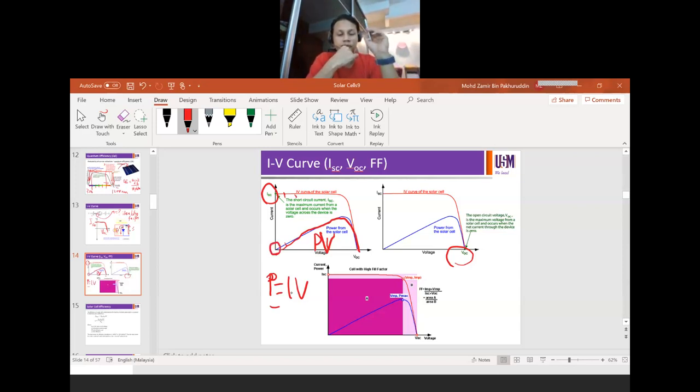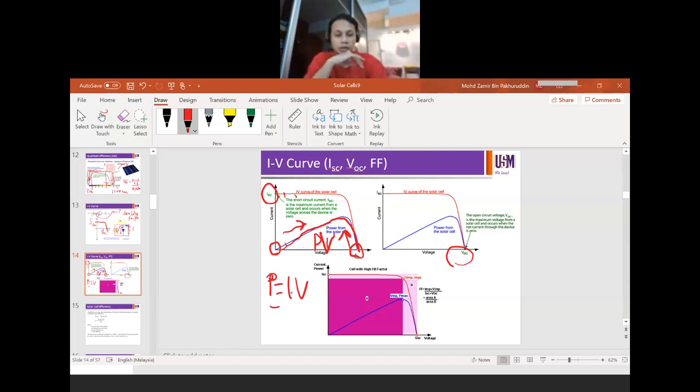How about the value of the power? It is 0. Why is it 0? Because at that point voltage is 0, but the current is equal to ISC. So therefore ISC times 0 is 0. At this other point current is 0, but the voltage is equal to VOC. So 0 times VOC is also equal to 0. But along the way in between, you're going to get some values of the power.